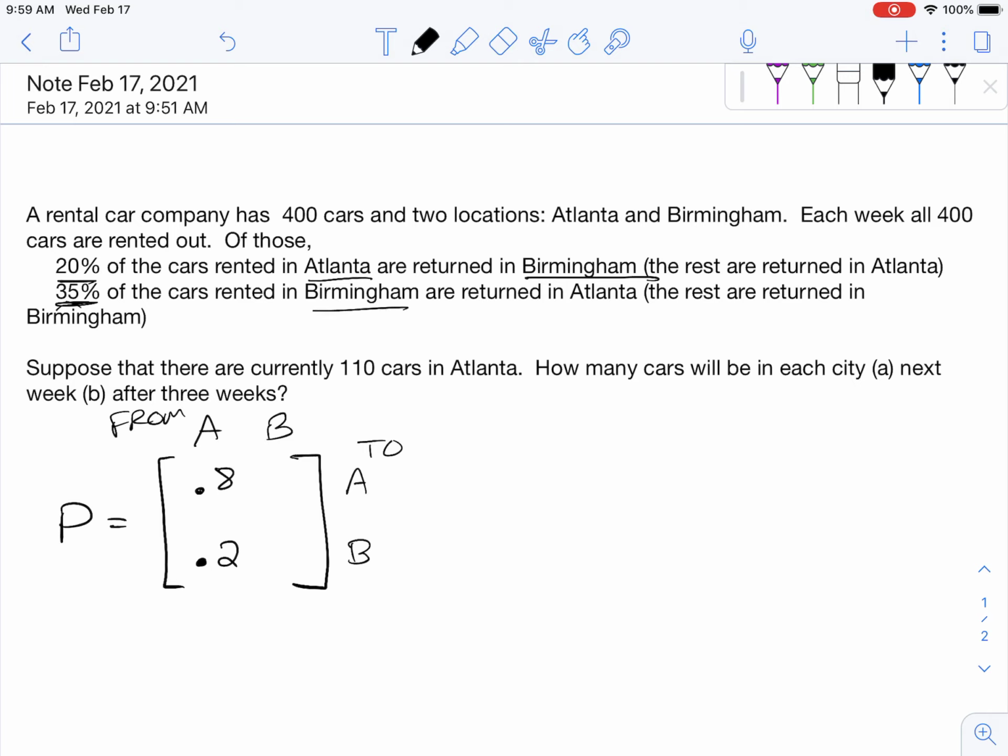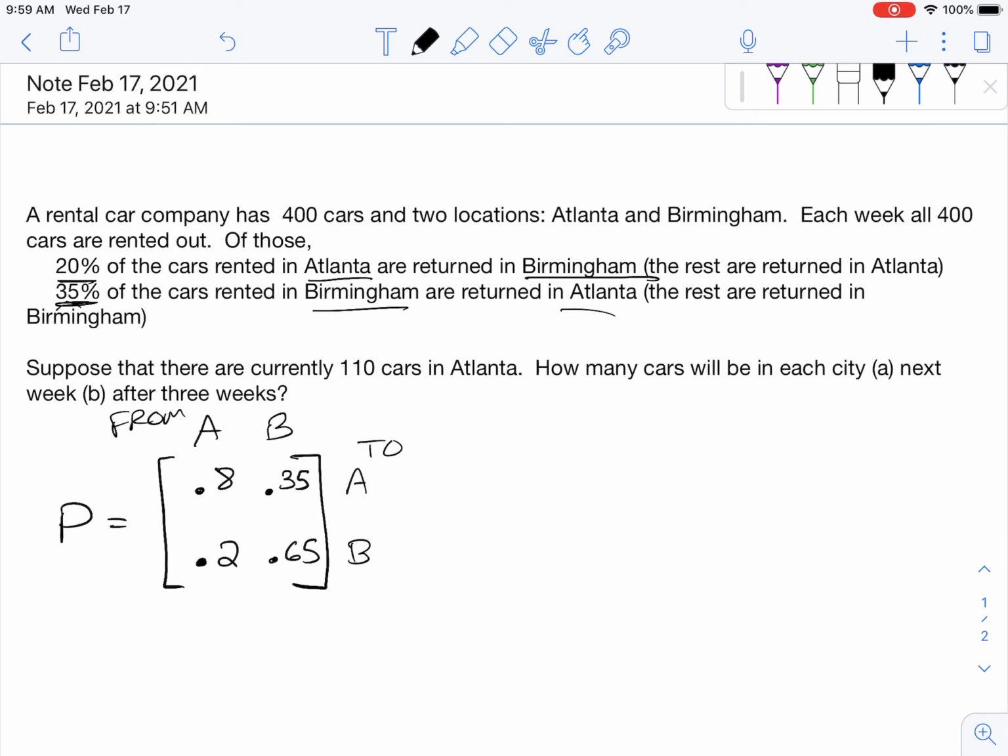All right, 35% in Birmingham are returned to Atlanta, so Birmingham to Atlanta is going to be 0.35, and the rest are returned in Birmingham. So Birmingham to Birmingham is going to be 0.65. That way both of our columns add up to 1.